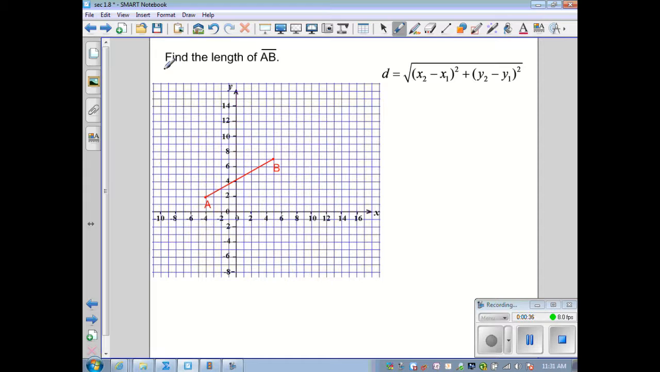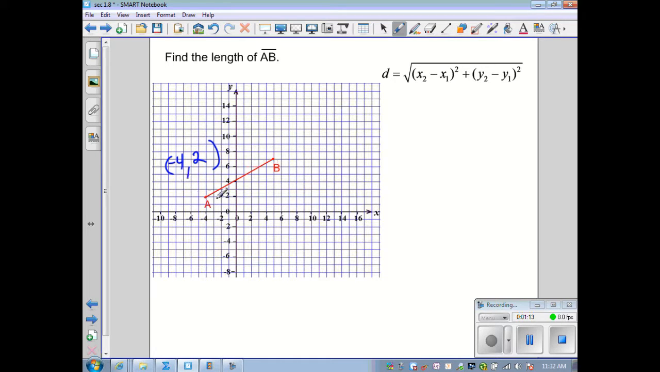Our first example wants us to determine the length of segment AB. They gave us point A and B and the segment AB. The first step is to determine the ordered pair for point A and point B. For point A, starting at the origin and moving horizontally left to point A, we get an x-coordinate of negative 4, and vertically to 2 for the y-coordinate. Therefore, point A's ordered pair is negative 4, 2.